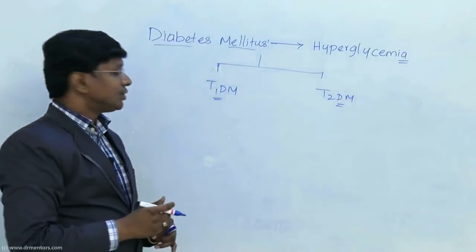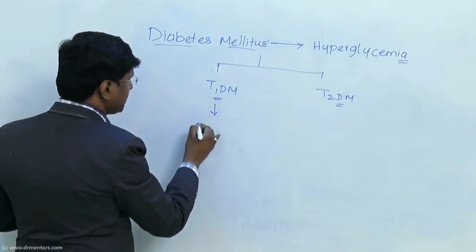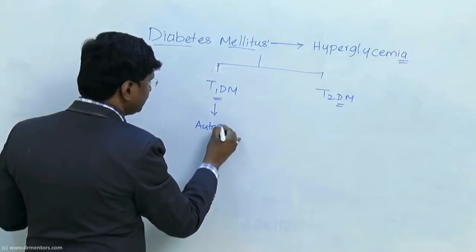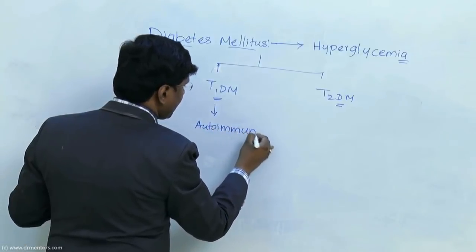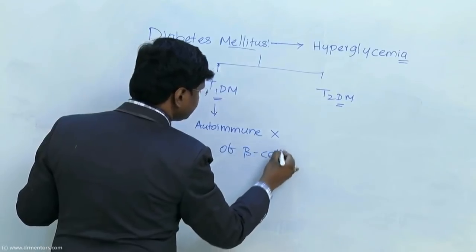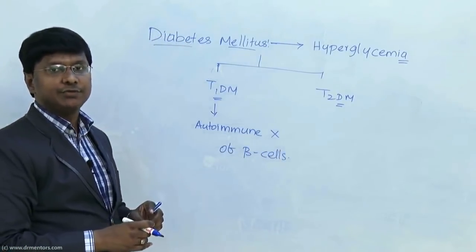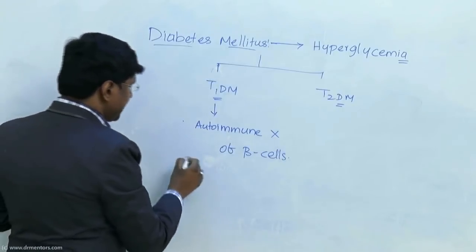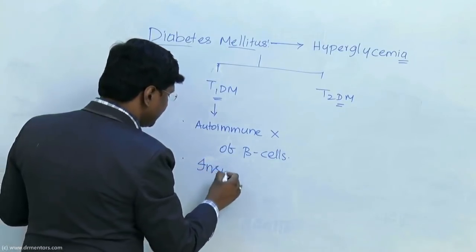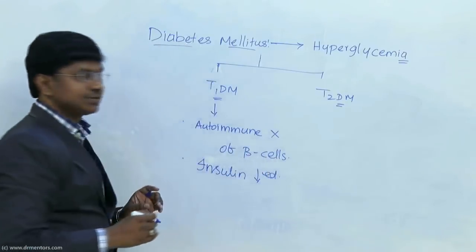If you take type 1 diabetes mellitus, this is mainly because of autoimmune destruction of the beta cells, and thereby insulin production, or the insulin levels, are completely reduced.